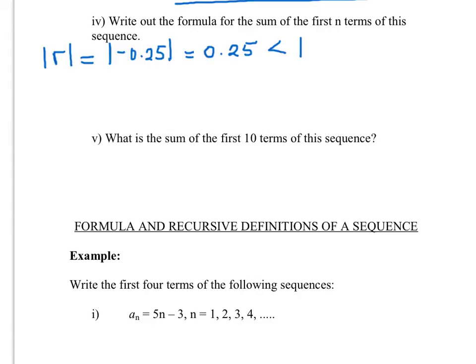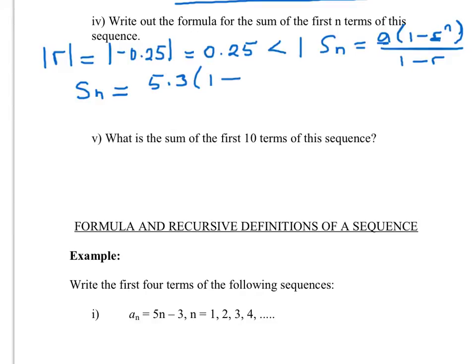So the formula that I will need is that Sn is equal to A multiplied by 1 minus r to the power of n, all divided by 1 minus r. So all I can do for the nth term is to put in the value for A and the value for r. So what I get is that Sn for this particular sequence is equal to A, which is 5.3, multiplied by 1 minus r. And r has a value, and I'm going to put it in a bracket, minus 0.25, all to the power of n. And I'm going to close the bracket there, all divided by 1 minus r. So it's 1 minus 0.25.